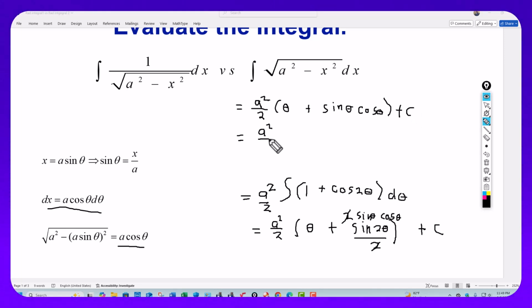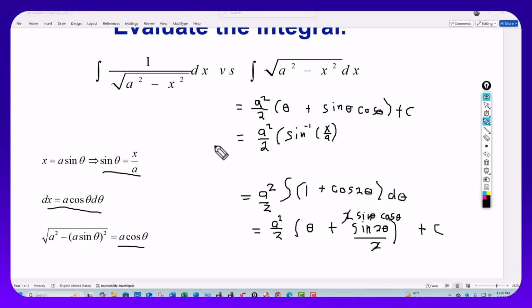Now, of course, we need to write the answer in terms of the original variable. We have it in theta. This is the answer in terms of theta, but we have to go back to the original variable x. So this is still a constant here, a squared over 2. And of course, theta, we do it the same way we did it in problem 1, in the first integral. Taking sine inverse of both sides gives me theta is equal to sine inverse of x over a. So for this one then, I get sine inverse of x over a.